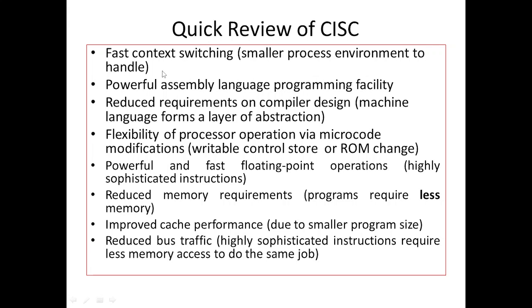This is fast context switching, that is smaller process environment handling, powerful assembly language programming facility, reduced requirement of compiler, flexibility of processor operations via microcode, powerful and fast floating points, reduced memory requirements, that is, the program requires less memory, improved cache memory performance due to the smaller program size, and reduced bus traffic. So these are some points of CISC.